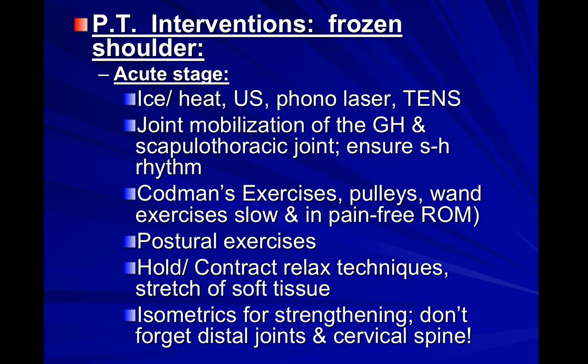You can see the interventions there, and joint mobilization is definitely an important part of treatment. That's going to have to be for the glenohumeral and the scapulothoracic joint. We've got to make sure that we've got good scapulohumeral rhythm when the patient is elevating that arm, especially above 90 degrees. And you can do things that will help that shoulder, like the Codman/pendulum exercises, pulleys.